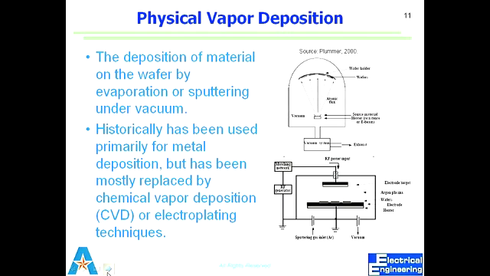They are such, it takes you down to, I don't know, 10 raised to minus 8 sort of torrs. So it's done mostly for metal deposition, but now it has been replaced with what we call CVD, chemical vapor deposition. So chemical vapor deposition is essentially the same process as reactive ion etching, right?